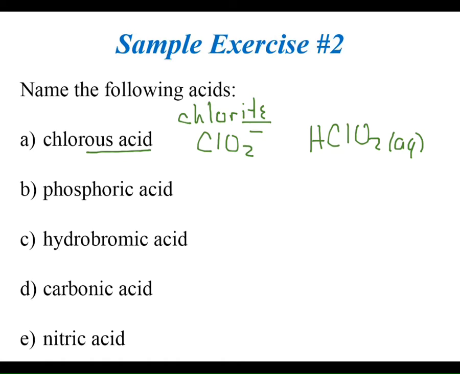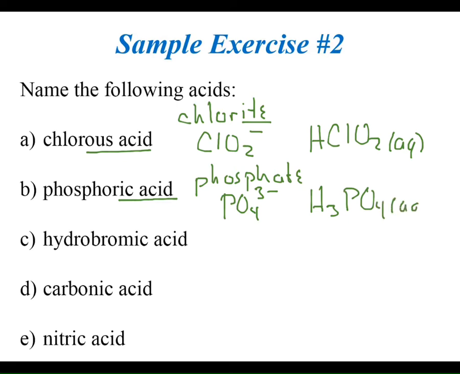Okay. Let's try the next one. I see ic acid. What does ic acid tell me? Came from ate. So phosphoric must have come from phosphate. What is phosphate's formula and charge? PO4 3 negative. Oh, 3 negative, which means it needs 3 hydrogens. So what's the formula going to be? H3PO4. Don't forget the aqueous.